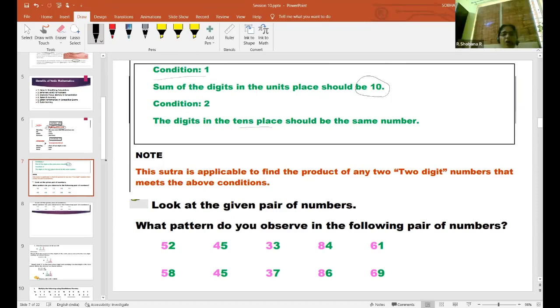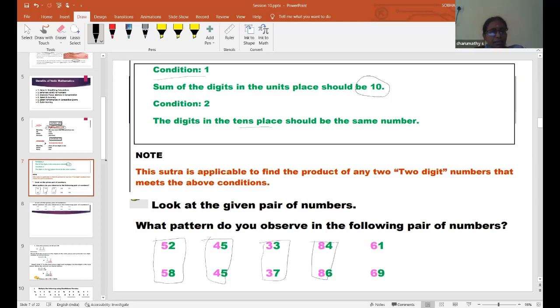Now what is the pattern you can see in these two numbers, teachers? We have given a couple of numbers. What is the pattern you can see here? The sum of the ones place is 10, and the tens place is always the same. See, 5 plus 5 is 10, 4 and 4 is the same; 3 plus 7 is 10, 3 and 3 is the same. This is the pattern.